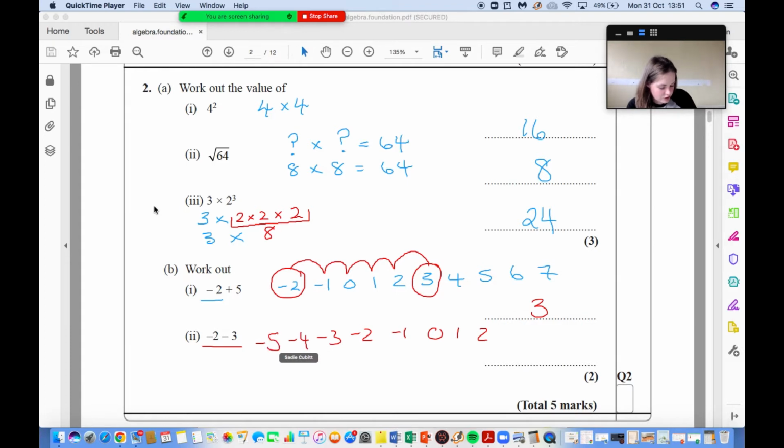Okay, you're at minus 2 and you're taking away a further 3. 1, 2, 3. You're at minus 5. So your answer to that one is minus 5.